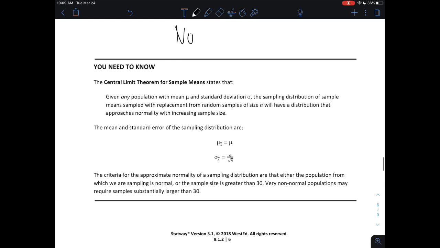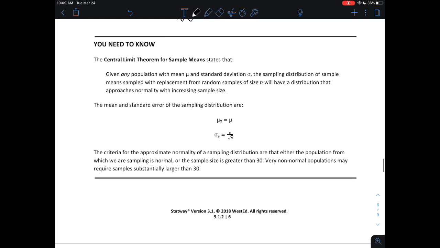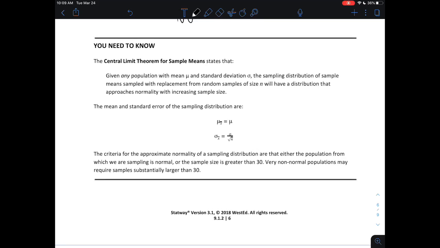So everything that we've seen in all these examples is now summarized here in this you need to know box. The central limit theorem for sample means states that given any population with mean mu and standard deviation sigma, the sampling distribution of sample means sampled with replacement from random samples of size n will have a distribution that approaches normality with increasing sample size. The mean and standard error of the sampling distribution are given below.